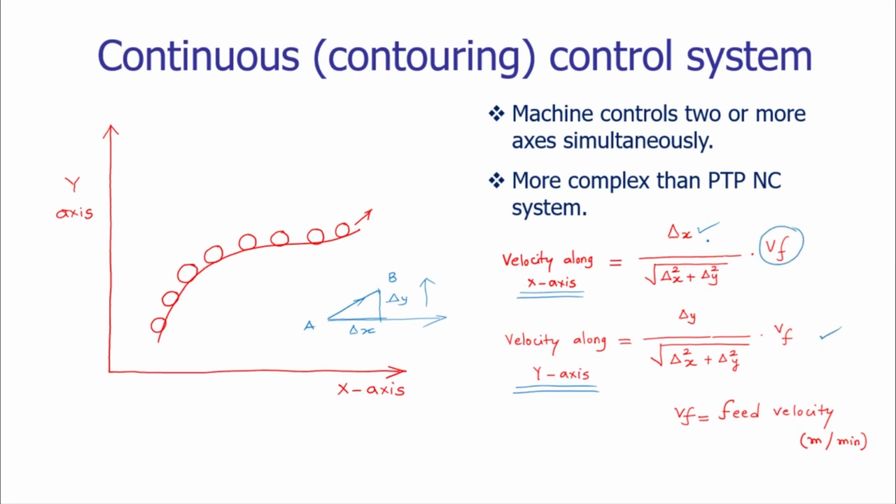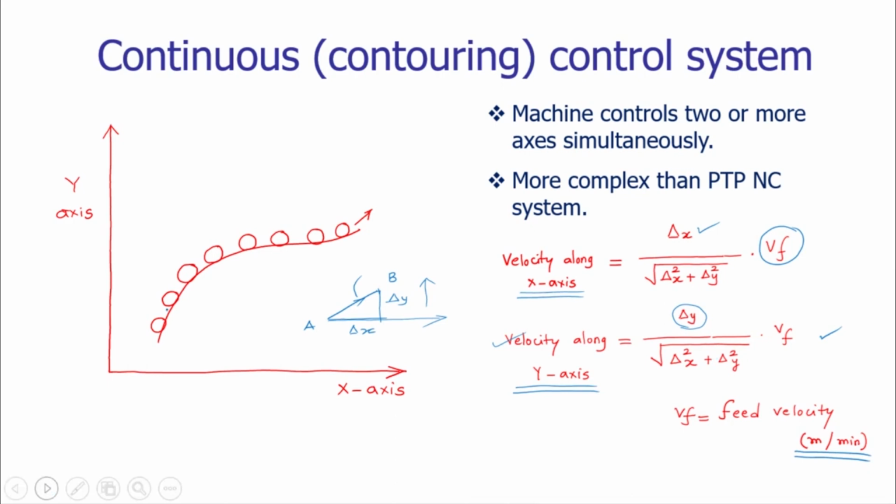So Vf is the feed velocity decided by the end user. Here you can easily compute the velocity along the x direction as delta x divided by this component, that is the root of delta x square plus delta y square, and the velocity along the y-axis can be computed by using delta y divided by root of delta x square plus delta y square.